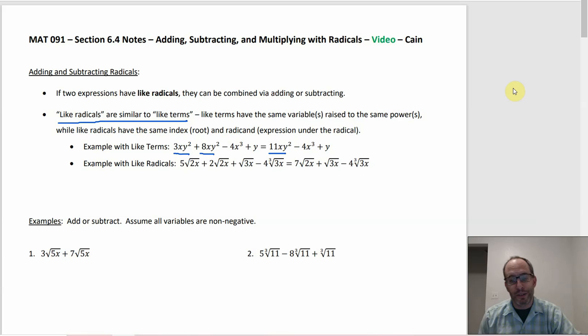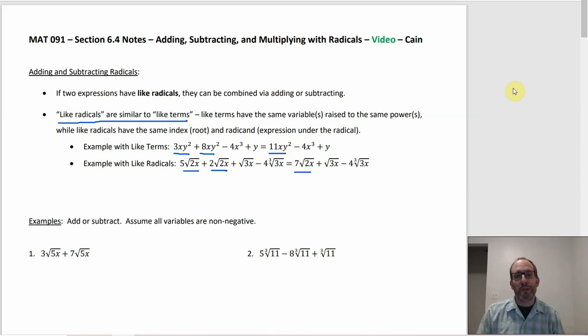Same thing with the radicals. If you look at the example with the like radicals, those first two terms have a square root of 2x in them. So you could combine those and you get the 7 radical 2x on the right side. The other ones you can't do anything with. There's a square root of 3x. Well, that's not the same root, right?